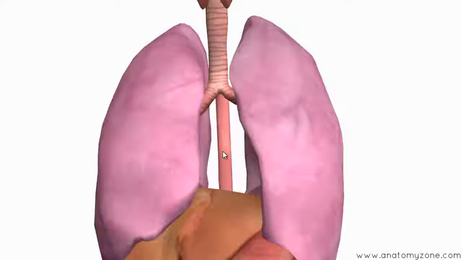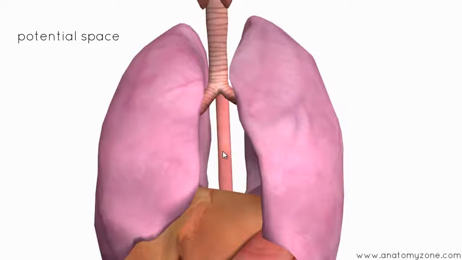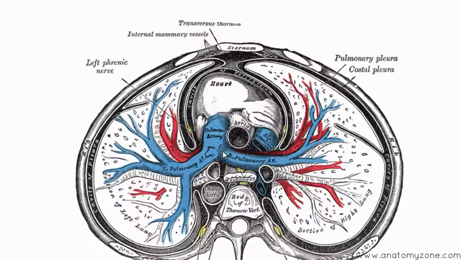So between the visceral pleura and the parietal pleura is the pleural cavity, and this contains pleural fluid. This space between the visceral and the parietal pleura is only a potential space. So in normality, these layers lie in very close contact, and you've got this thin layer of pleural fluid.